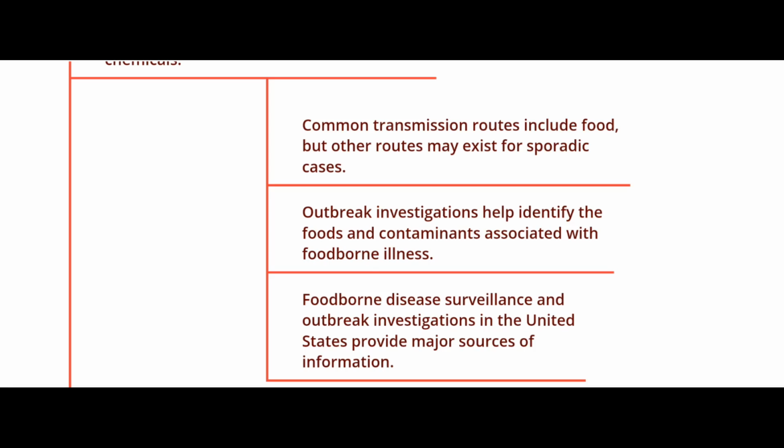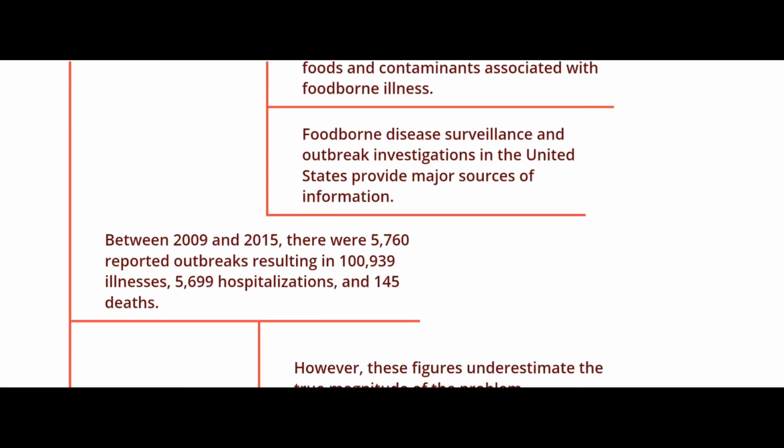The most important part is outbreak investigation to identify the food and contaminants, because usually the patient has ate too much within the last few days to be actually able to pinpoint which was the main reason. That's why outbreak investigation can give us sure answers. Foodborne disease surveillance and outbreak investigations in the United States provide the major source of information.